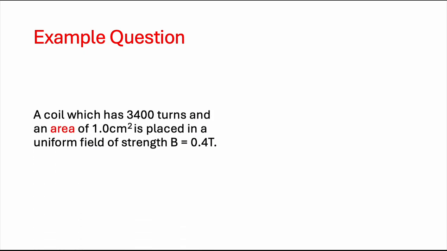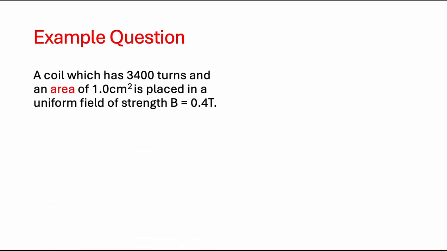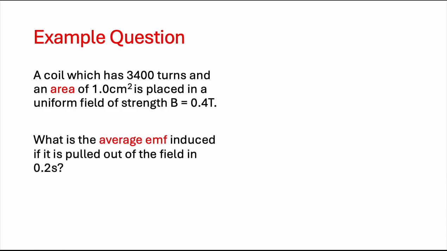Okay, let's try this one. We've got a coil which has 3,400 turns and an area of 1 centimeter squared, and it's in a uniform field of strength 0.4 Tesla. What's the average EMF if it's taken out of the field in 0.2 seconds? Actually, in terms of a calculation, this is fairly straightforward. It's not one which you need to worry too much about.